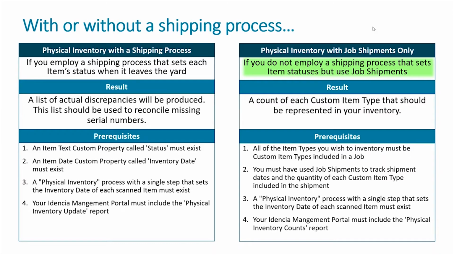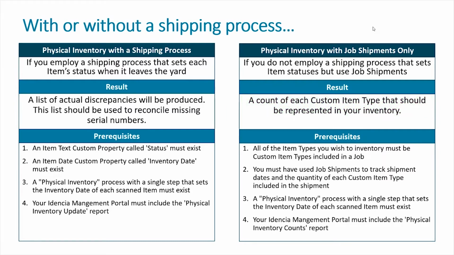So if you're not tracking the actual items as they leave the yard, then the result of the physical inventory process will be just a count of each custom item type that should be in your yard, along with how many you scanned when you did the physical inventory process, and we'll tell you what the difference is. So you can see the counts if you're off. And I'll go through both of these processes so you can see how they work.